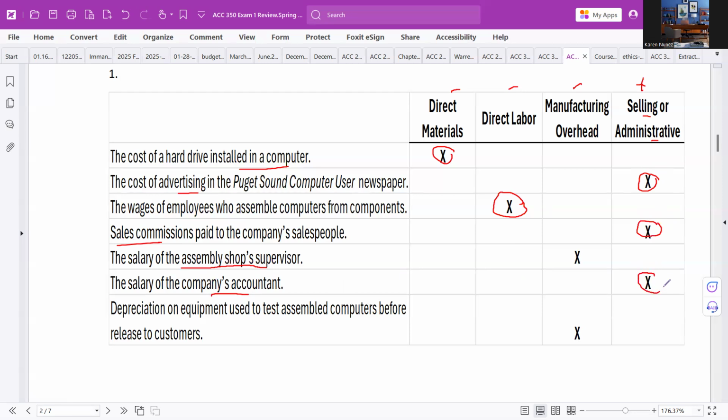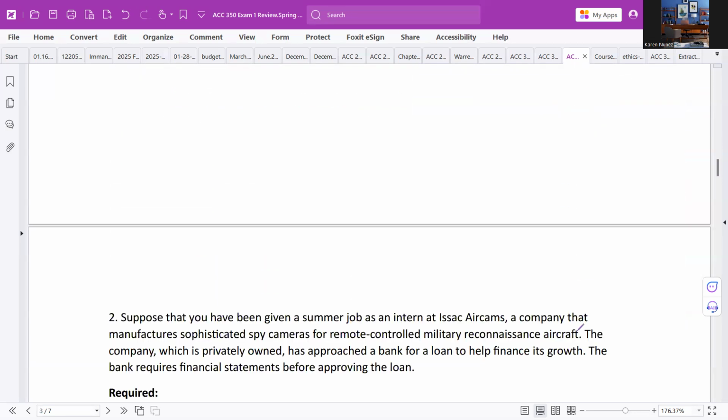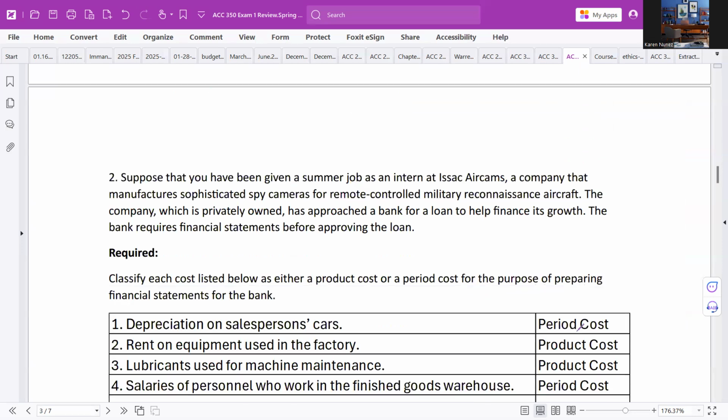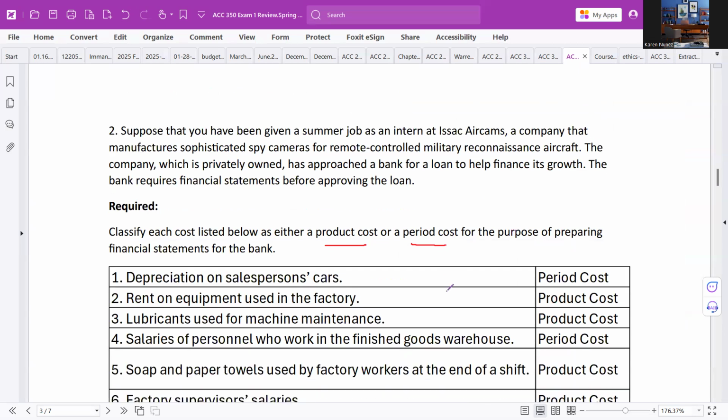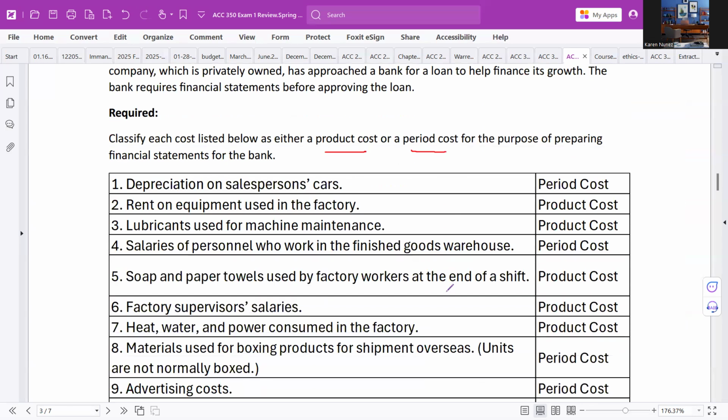So it would be one of those, period costs. And then depreciation, while it is related to the manufacturing, it's not traceable. And so it's going to be overhead. And then we also looked at classifying based on period versus product cost. And again, you want to ask that key question, is it related to manufacturing? If it is, it's a product cost.